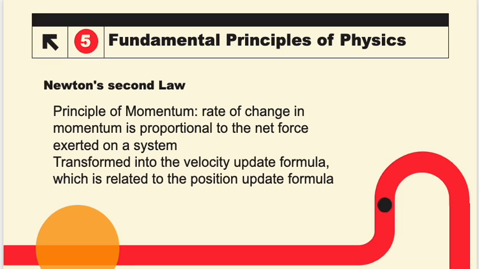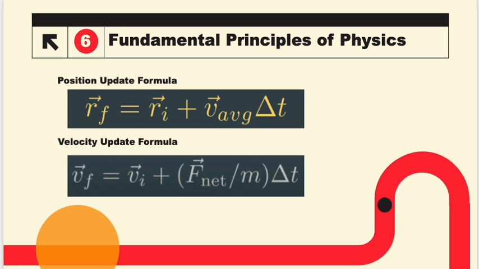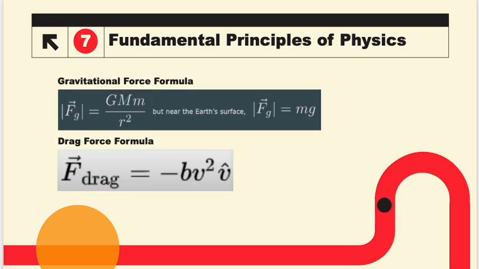This experiment relied on Newton's second law and the principle of momentum, and using these, we derived the velocity and position update formulas, which allowed us to predict the object's motion. And then we also used the gravitational and drag force equations to refine our model.